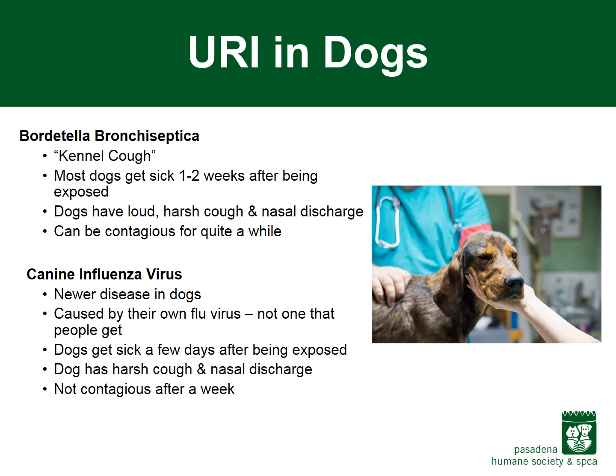Another one that's also an upper respiratory infection but much more serious is the canine influenza virus. This is a newer disease in dogs. We're just beginning to learn more about it, and we do have a vaccination for it now. We don't vaccinate our shelter dogs for it because of how long it takes for it to become effective, but there is a vaccination available.